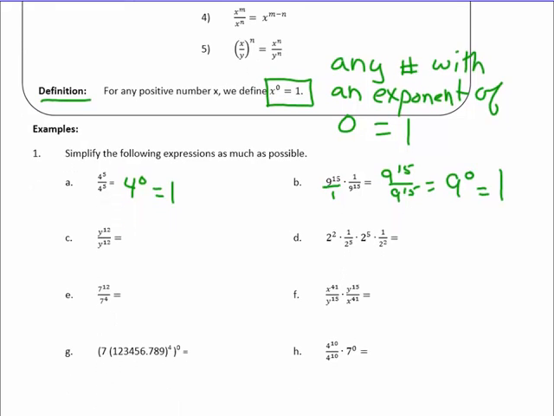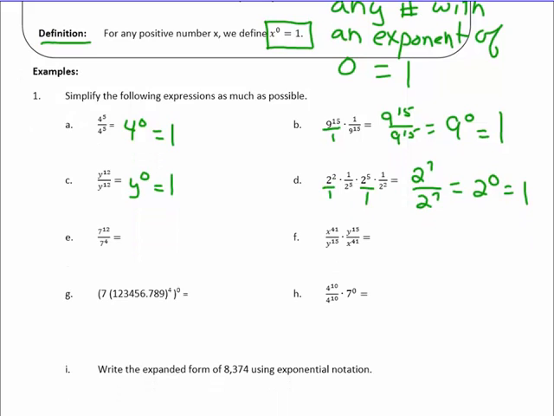Here's one just like example A, but now I have a variable in here, but it's still y to the 0, 12 minus 12, which is 1. Here, if I put these together and do my multiplying, my numerators first, I'm going to have 2 squared times 2 to the 5th, which is 2 to the 7th. On the bottom, in my denominator, I have 2 to the 7th as well. 7 minus 7 is 0. Anything to the 0 power is 1.